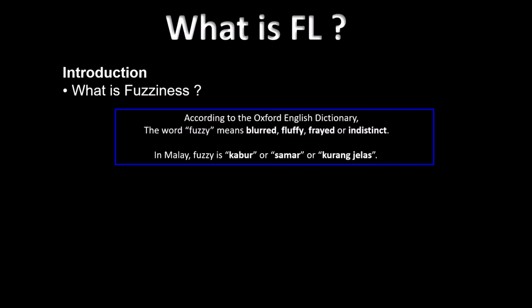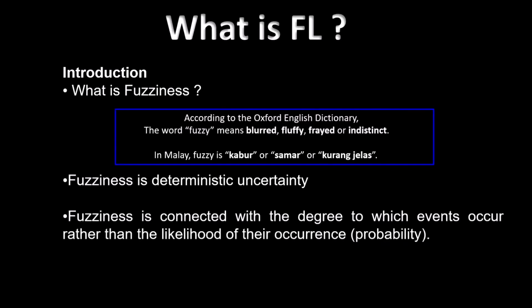For more details, I will go step by step to ensure that you can understand the concept better. Fuzziness is deterministic uncertainty. Deterministic uncertainty means that the uncertainty models can be constructed by using mathematical formulations. Fuzziness is connected with the degree to which an event occurs. So for fuzzy concepts, the event has already occurred, but with a certain amount of occurrence.